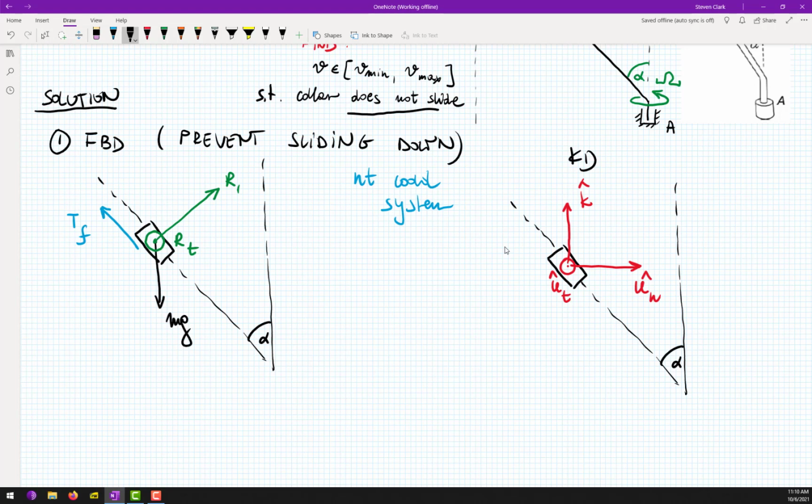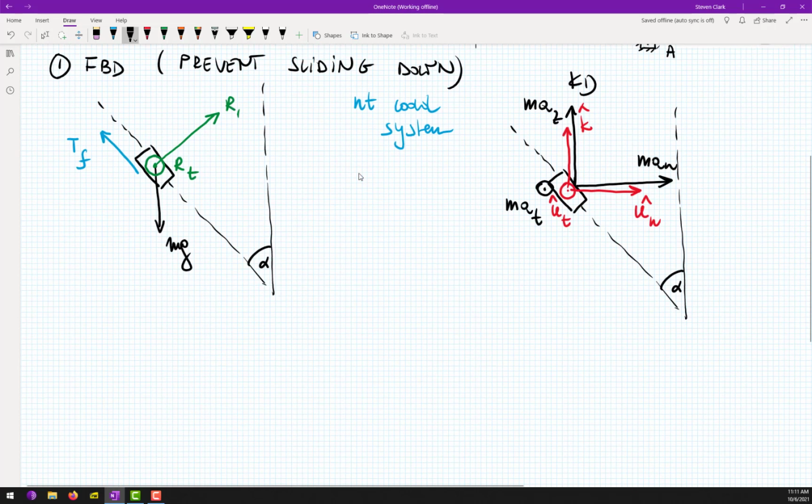Okay, we have our coordinate system, we have our positive directions, so let's now express our accelerations, yes? So this is MAT. They should be aligned, but I just don't have space in there. Just that black circle should be coincident with the red circle, okay? We have also MAN, and we also have MAZ. Great. We are done with FBD and KD. What's the next step? Equations of motion.